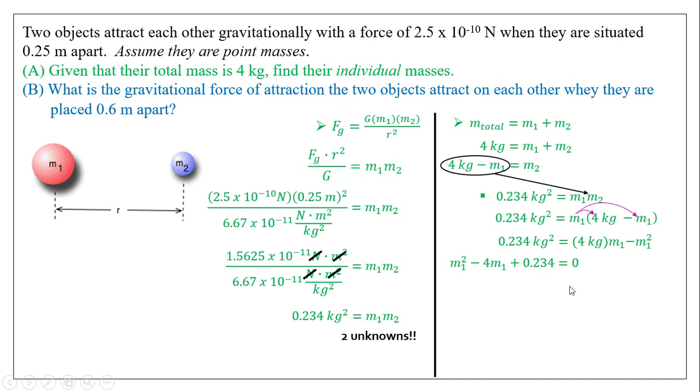Well, this is quadratic. To do quadratic, you need to be able to pull out your coefficients correctly. In front of M1 squared, I don't see a number, so that coefficient is going to be a 1. In front of M1, I see a coefficient of negative 4. So it's important that you see the negative sign in front of the coefficient. And then this constant here is just 0.234. So here my A is 1, my B is negative 4, and my C is 0.234. So I'm going to exit the screen, and we're going to do quadratic real quick.